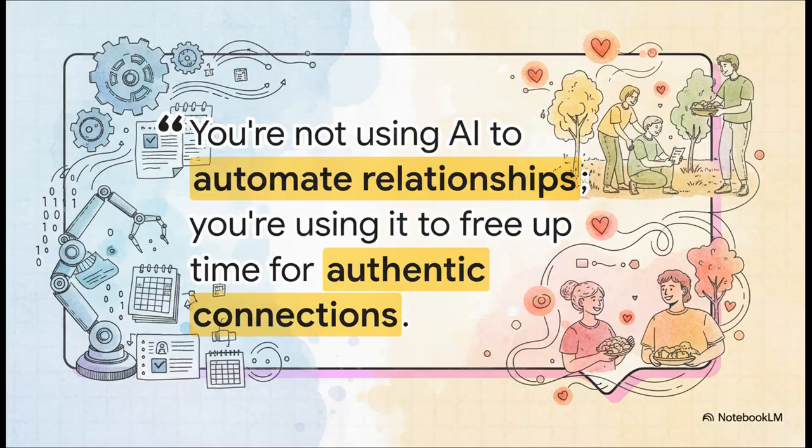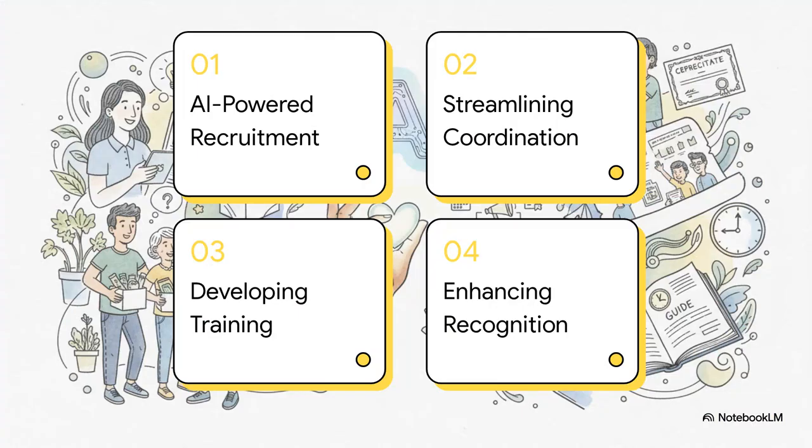I love this because it just nails the core idea here. You're not using AI to automate relationships. That would be a disaster. No, you're using it to automate the noise, all the admin stuff, so you have more time and more energy for real, authentic human connections. That's the key. So, here's what we're going to do. We're going to walk through the 4 key stages of a volunteer's journey, from recruitment and coordination all the way to training and recognition. And we'll see how AI can be a huge help at every single step.